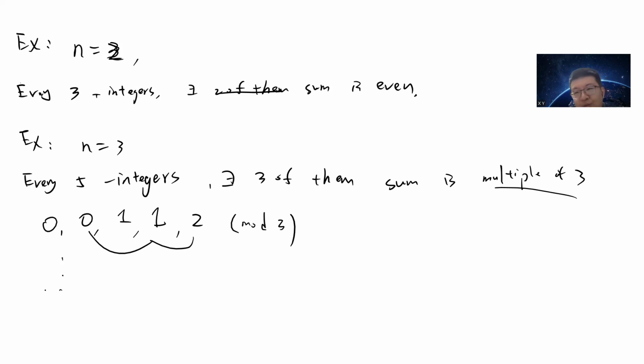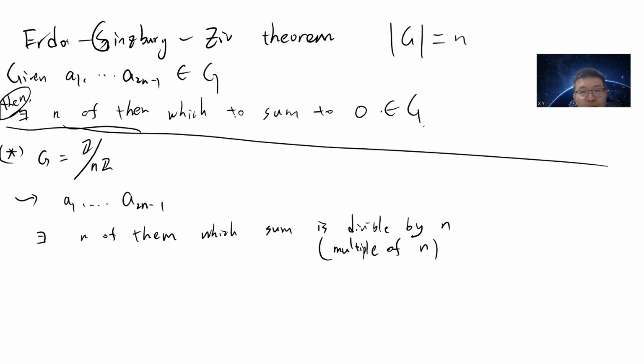Let's say n equals 4: among every 7 integers, there are 4 of them whose sum is a multiple of 4, which is a little bit non-trivial. Actually it works for any abelian group, and the proof is not so trivial. In order to do this, we need to use the Cauchy-Davenport theorem and the subset idea. Let me give the full proof afterward, but first let's consider the simple case.